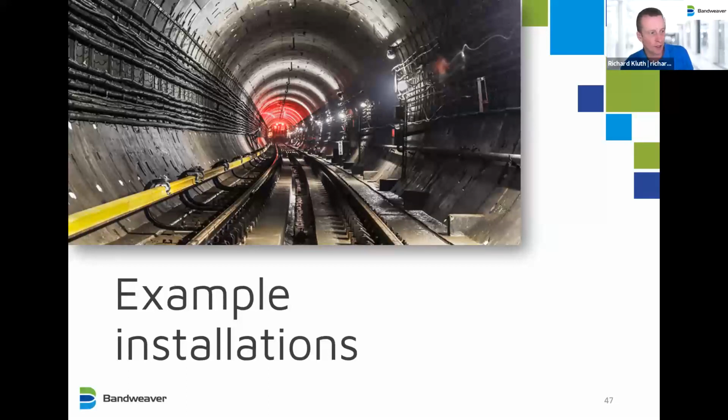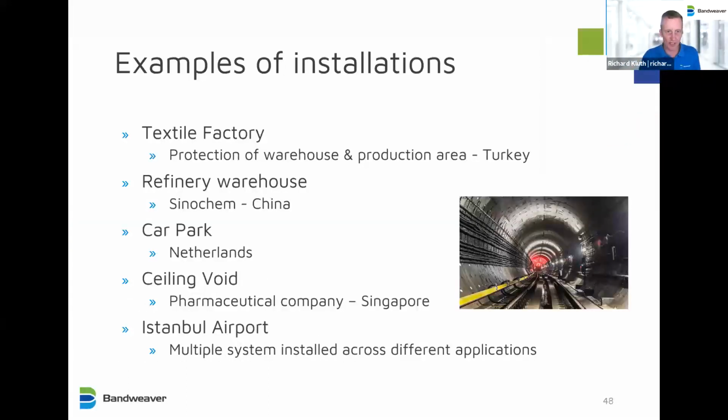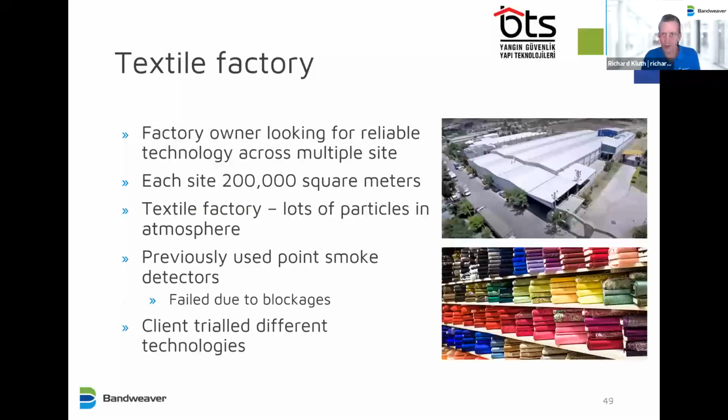So we'll now move on to some real life installations that Bandweaver has participated in. We'll look at a textile factory in Turkey, a refinery warehouse in China, a car park in the Netherlands, a ceiling void in Singapore, and then Istanbul airport. So we'll use examples from around the world. We'll start with the textile factory.